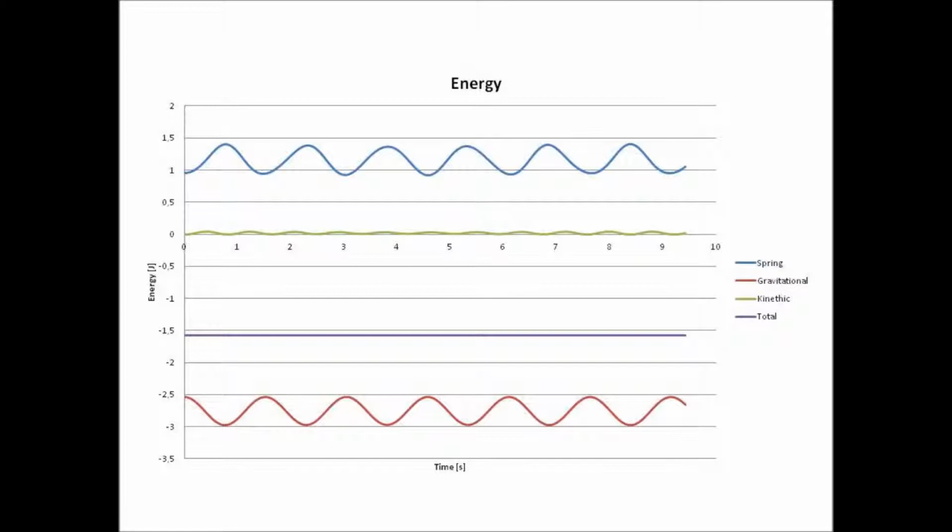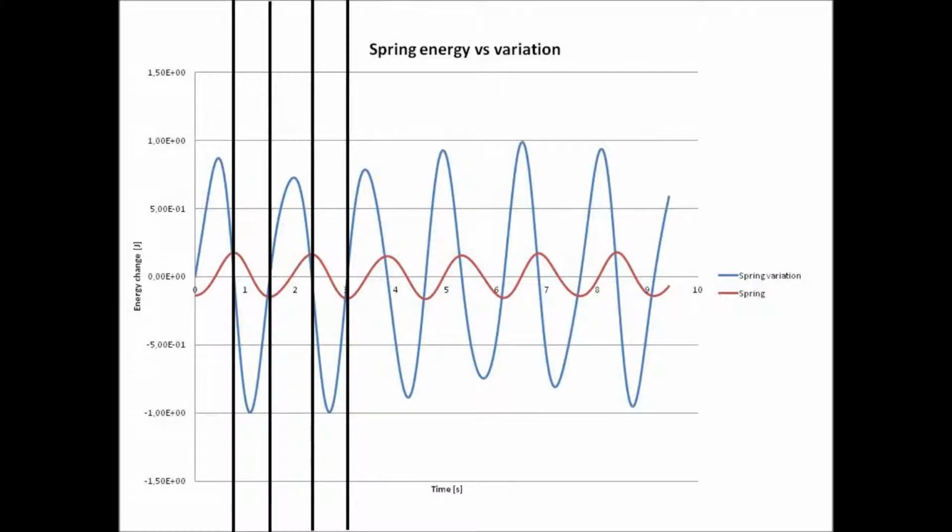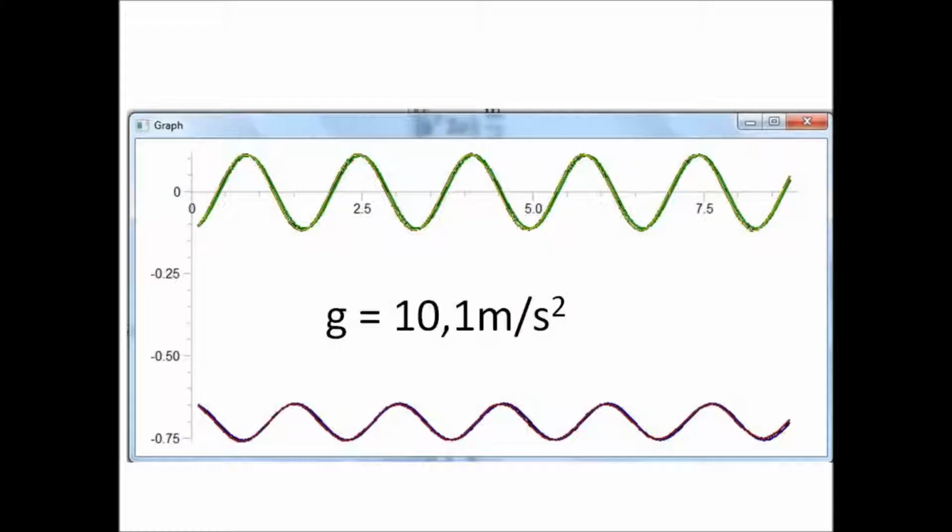If we represent the energies, we can see the total amount of energy is constant, while the gravitational and the spring energy oscillate, and these oscillations result in an oscillation of the kinetic energy. If we represent the spring energy and its variation in the same graph, we can see that when the variation is positive, the spring energy increases, while when this variation is negative, the spring energy decreases. This variation means that the work done by the spring over the object is positive or negative.